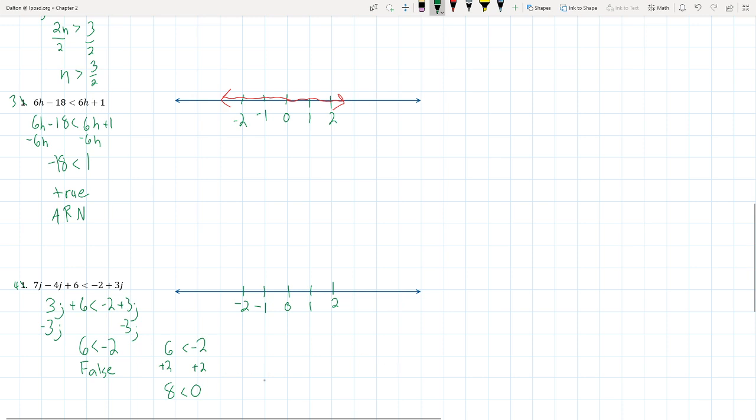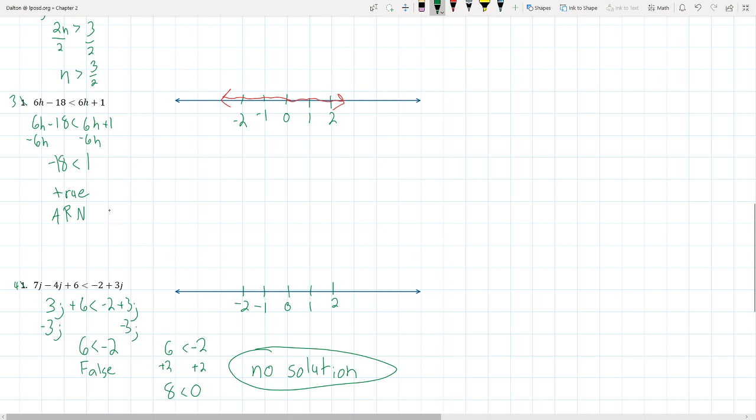And so what we do is we write this as no solution. And we don't graph anything. We leave the graph blank and we have no solution. And it might be a good time to just kind of circle it just so you can see it. ARN, by the way, is all real numbers.